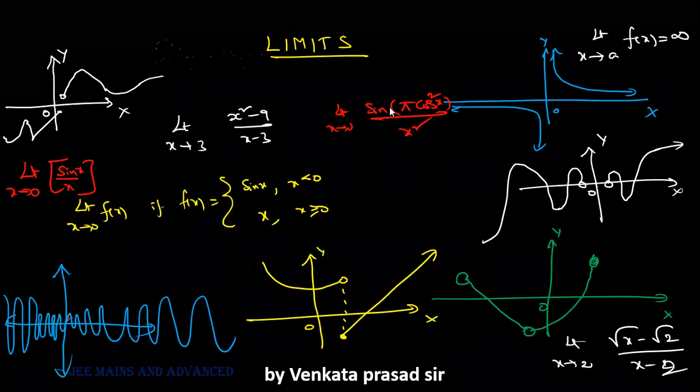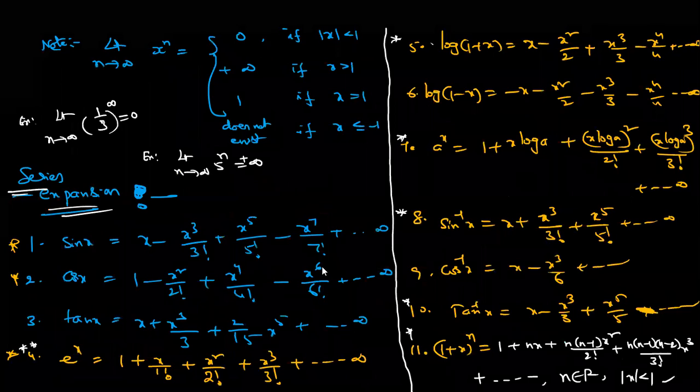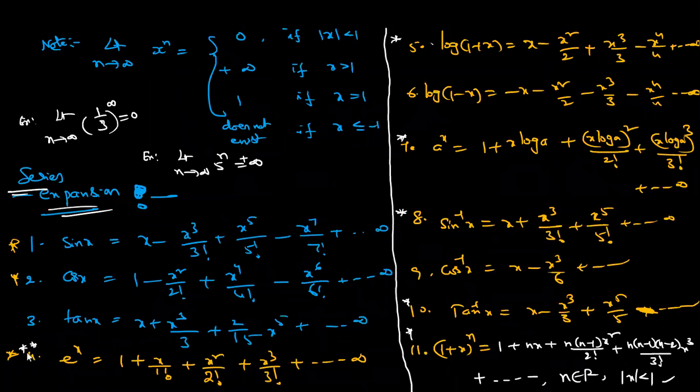Here, students, see once again series expansions. So these are very, very important. Yesterday we discussed this class. Sin x is equal to x minus x cube by 3 factorial plus x power 5 by 5 factorial minus x power 7 by 7 factorial and so on to infinity. Similarly, cos x, e power x. So e power x, I am putting triple star. Expansion of e power x is very, very important: 1 plus x by 1 factorial plus x square by 2 factorial and so on to infinity.